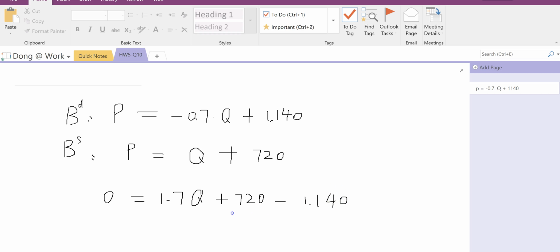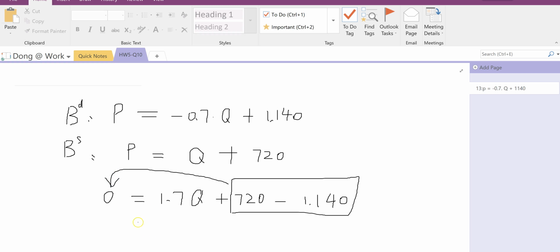So now you can move these two numbers to the other side, and then exchange the sides. So you become 1.7 Q. Move that to the left, and exchange sides once you move this to the other side. And remember, when you move a number to the other side, you have to change the sign. So this negative 1,140 becomes positive, and this positive 720 becomes negative. So you wind up with 1,140 minus 720. You can use your calculator, or because this is very straightforward, I can just do it in my mind. So that's 420 basically.